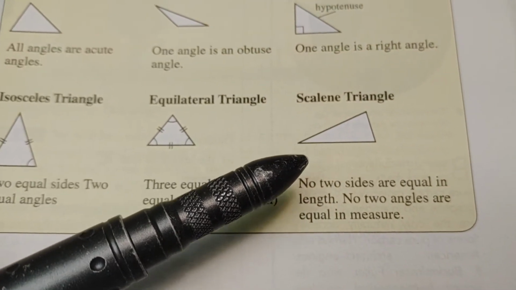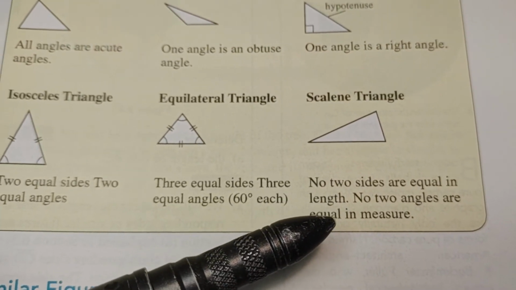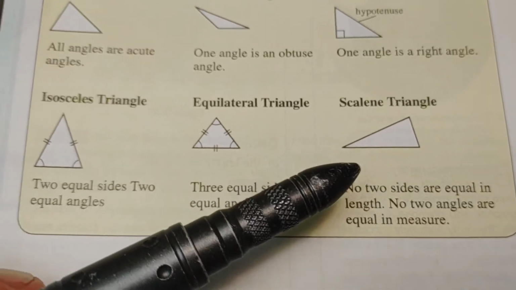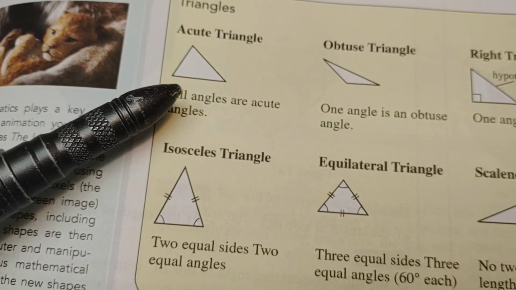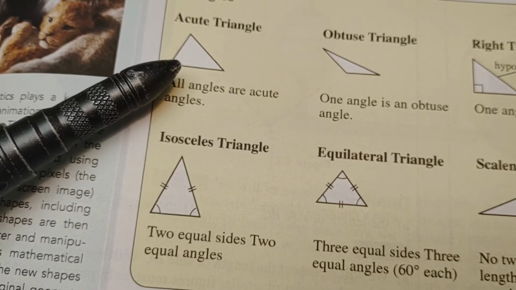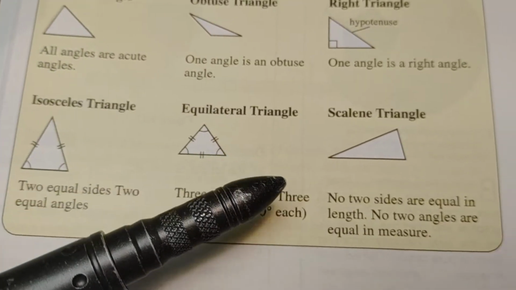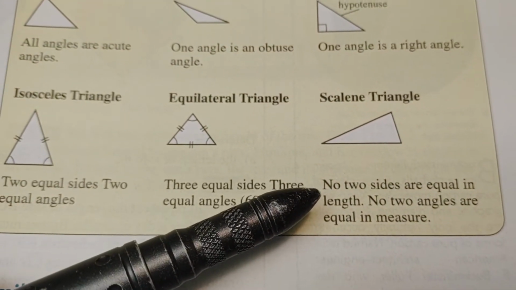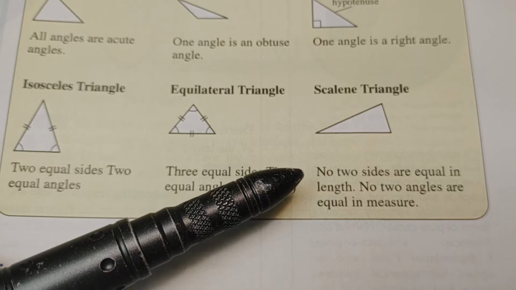We have a scalene triangle, where no 2 sides are equal in length. This is dealing with length. This is dealing with angles. Acute triangle deals with angles, and scalene triangle deals with no 3 sides being the same.